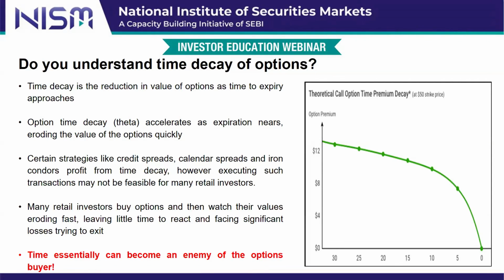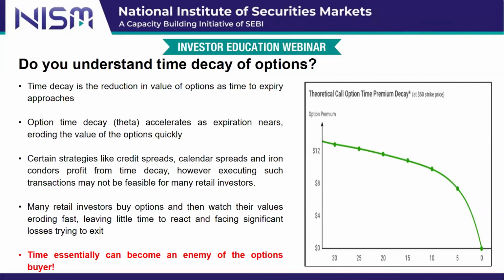Even if your call is correct, like you have predicted the market will go up and the market moves up and you purchased a call, sometimes even if the market goes up, the call value does not go up because the time decay is so fast. You can see in this chart, as the options approach expiry, the time decay falls so fast. So the value of the option gets reduced or killed very, very fast when the expiry comes closer.